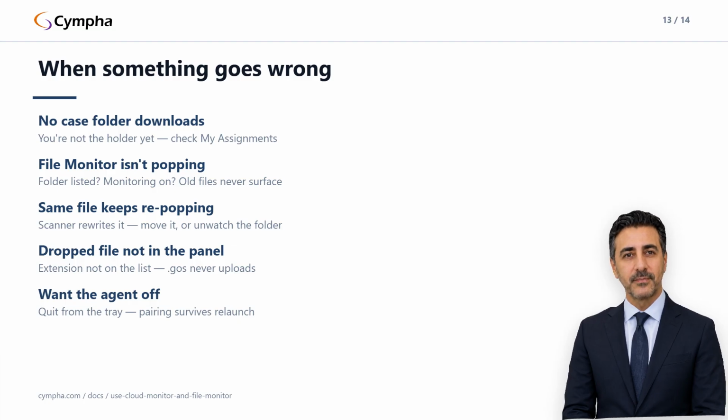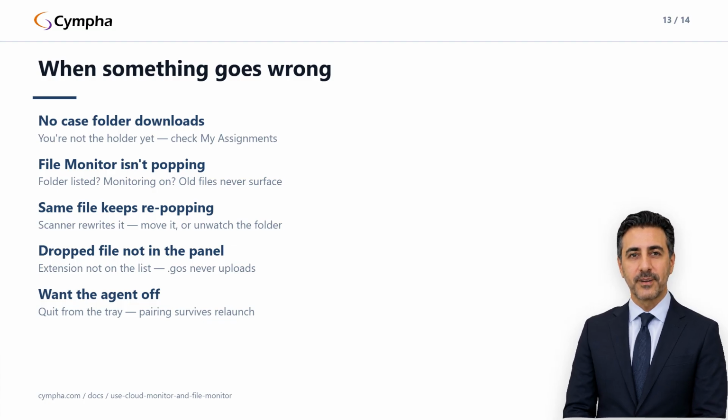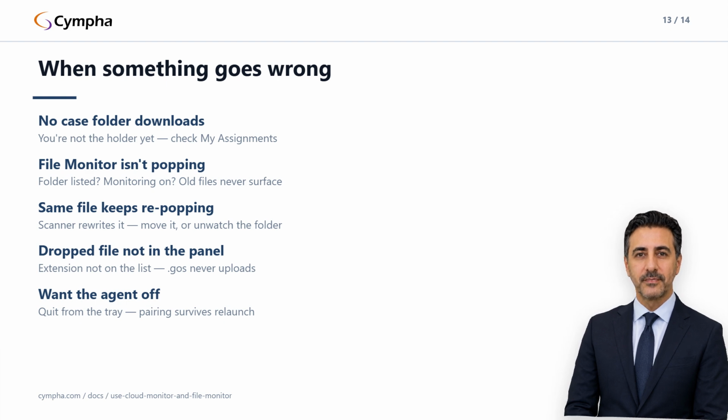If a file you dropped into a case folder never showed in the panel, check its extension against the upload list, and note the desktop project file itself never uploads. The deliverables that travel are the review file and the transfer pack. And to switch the agent off without uninstalling, just quit from the tray. Pairing survives. On relaunch, it picks up where it left off.